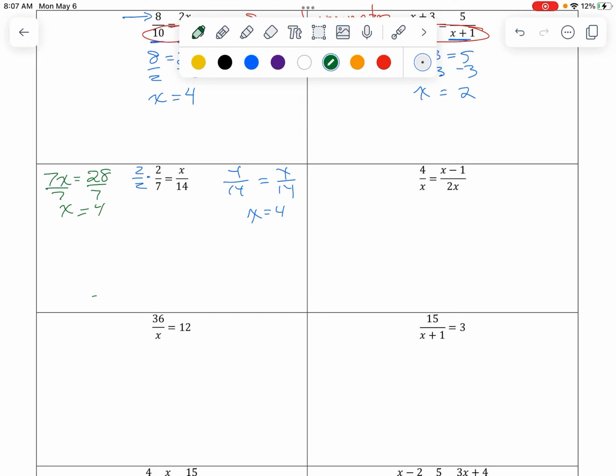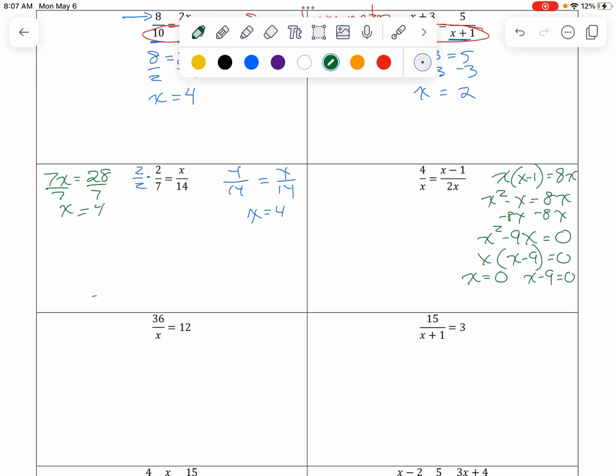If I do cross multiplication with this one, I end up with x times x minus 1 equals 8x. So I get x squared minus x equals 8x. Bring the 8x over, and I get x squared minus 9x equals 0. Factor out the x, and then set each one equal to 0. So I end up with x equals 0, or I get x equals 9.